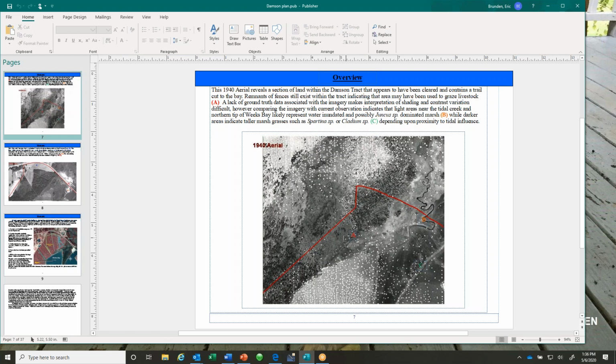This is that Damson tract where, I don't know if some of you in the group have worked back there. You can see how open it was back in 1940. Now it's all hardwoods and pine trees, like closed canopy. It was all open not too long ago.